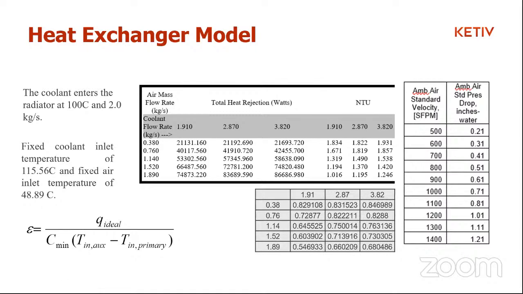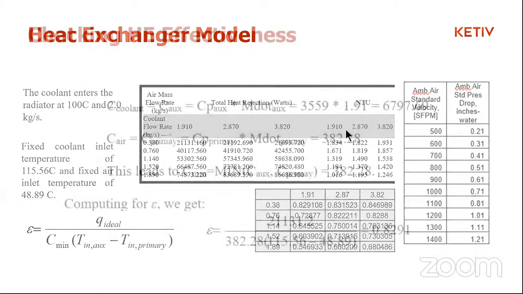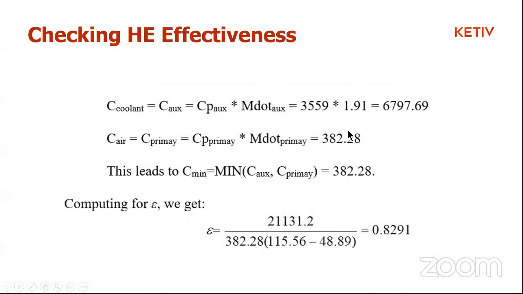Because if your heat exchanger effectiveness is more than 1, that's not realistically possible, because you'd be transferring more heat than is available to you as an input, right? So you can easily calculate the effectiveness for all these different flow rates, both from the coolant flow rate and the air flow rate, using this calculation over here.